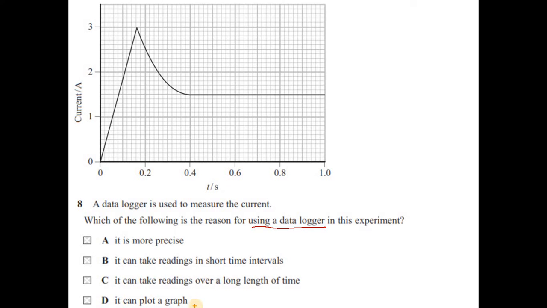Out of all these, it can take reading in a short interval of time, and clearly you can see you have time intervals of 0, 0.2 second, 0.4 second, 0.6 second, and no human can take reading in these smaller intervals. That's why we use a data logger, so we can collect readings in a very short interval of time. It is not a time interval like 2 seconds or maybe 5 seconds. It is a decimal, a fraction of a second. So option is B.